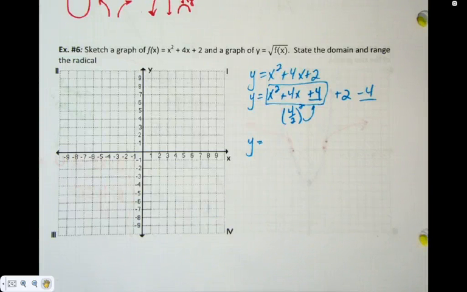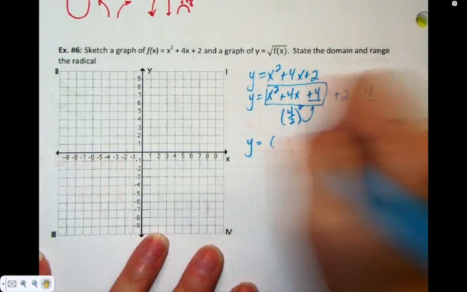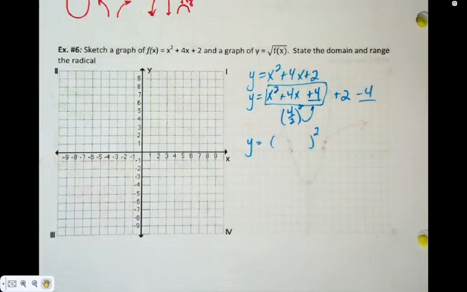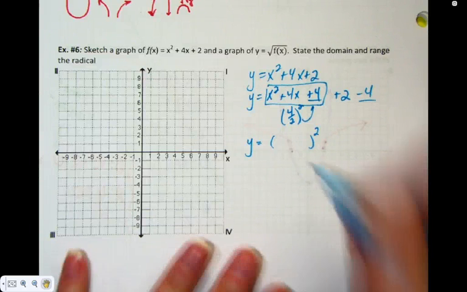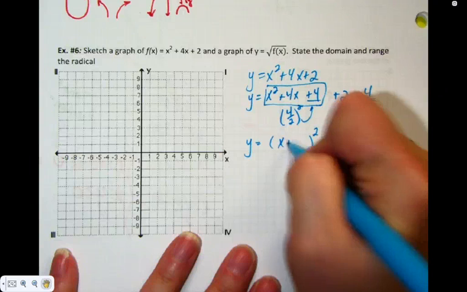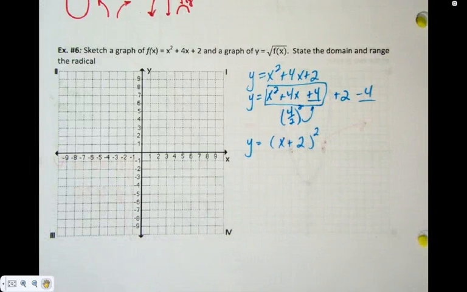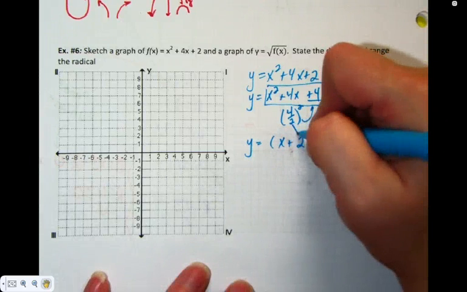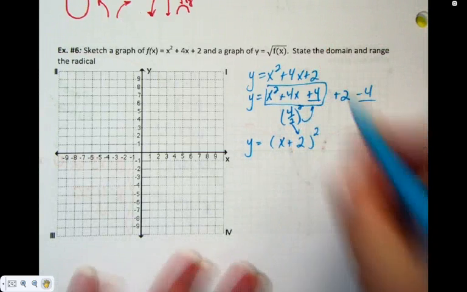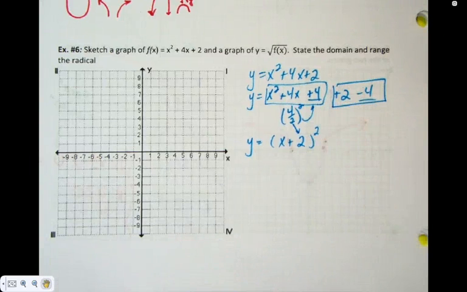We take the first 3 and factor them into a perfect square trinomial, which is a binomial squared. X plus 2, where does the 2 come from? It's b divided by 2. So the b divided by 2 gave us that. Then we combine the last 2 numbers and just smush them together.